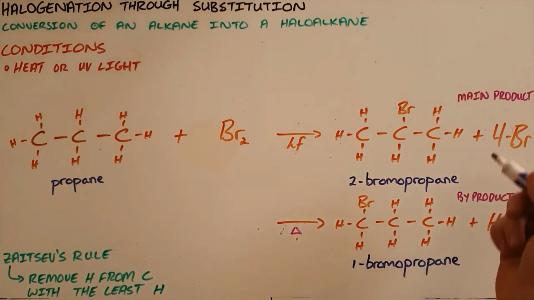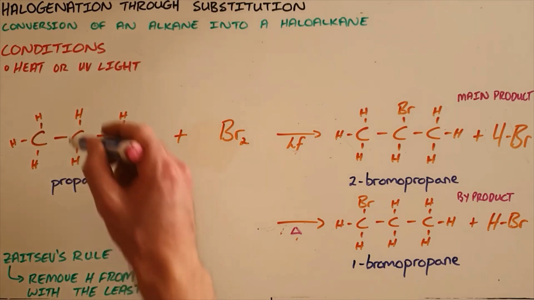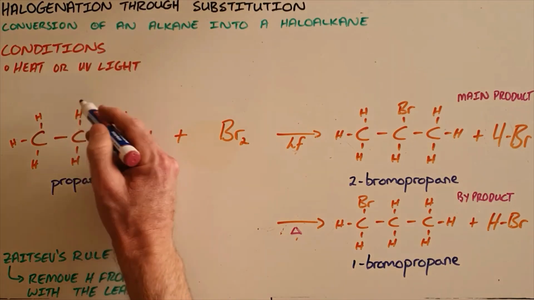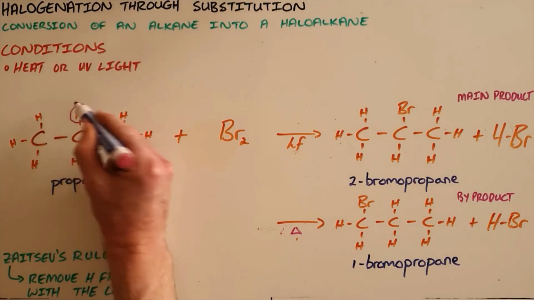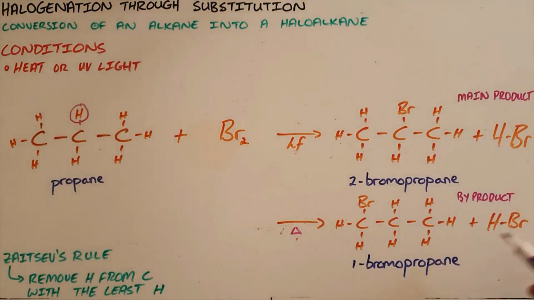And to determine which is the main product, we use Zaitsev's rule, which tells us that we will always remove a hydrogen from the carbon that has the least or the fewest hydrogens, which means that we are always going to remove, in this case, from the second carbon, which makes the main product 2-bromopropane, and the byproduct 1-bromopropane. And again, when we write this reaction down, we only need to include the main product and hydrogen bromide for the halogenation through substitution reaction.